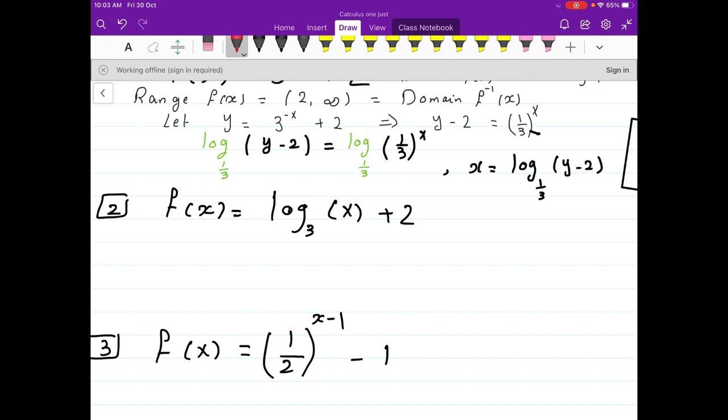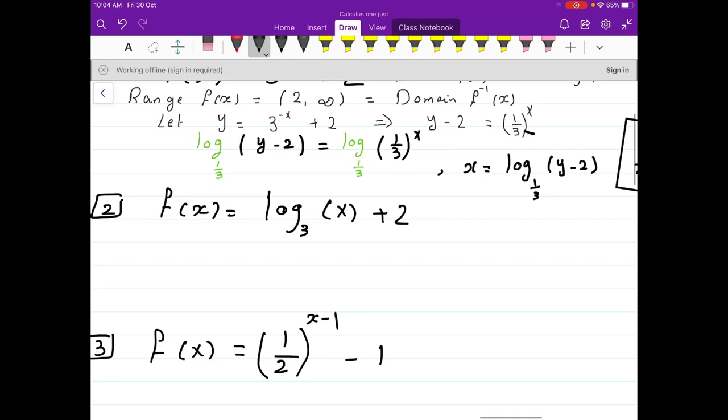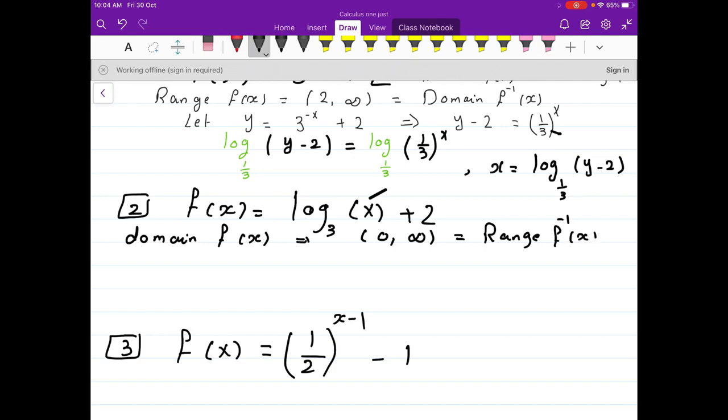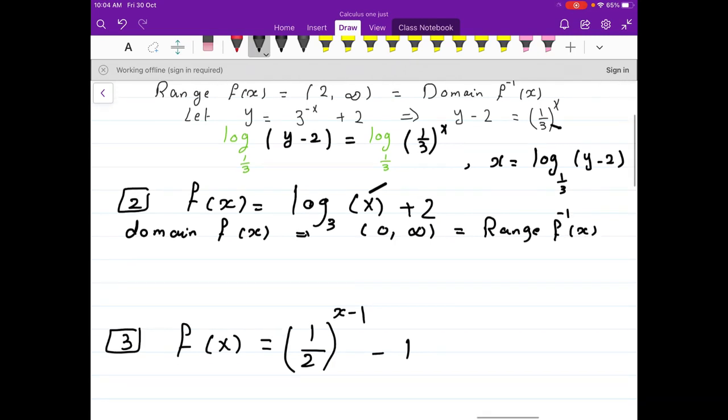Okay. What is the domain of f of x? Domain of f of x: inside the log, x must be positive. So the domain of f of x is from 0 to infinity, and this domain will be the range of f inverse. Now to find the range of f of x, we must find the domain of f inverse.